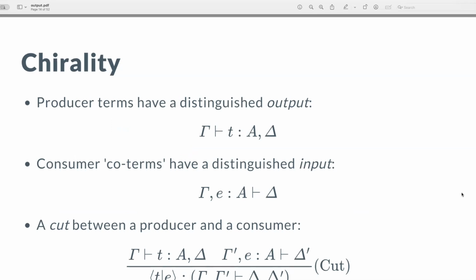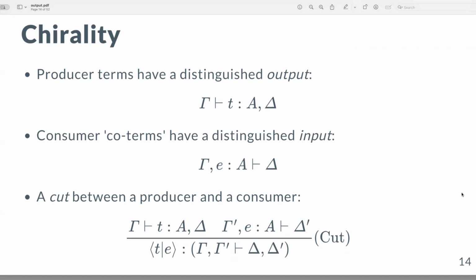In the literature, they're called coterms, which is a terrible name because it's going to be co-values, co-terms, co-producers, consumers. So I call them consumers. And these take a thing with distinguished inputs, so this is gamma times E of type A, and outputs one thing and not.